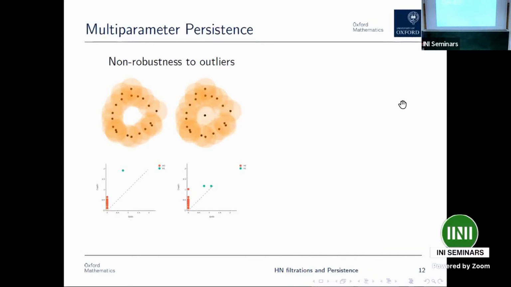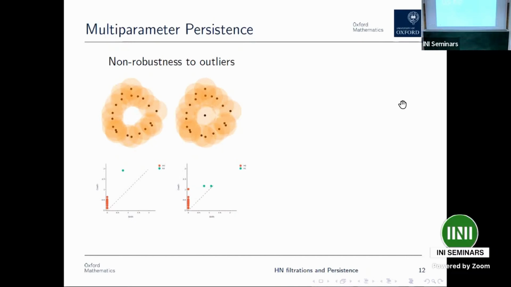One of the problems with this technique is that it's not robust to outliers, meaning that if we have this nice circle, we get a strong signal, one point very far from the diagonal. But if we add just one point in the middle, then the signal is considerably weakened.